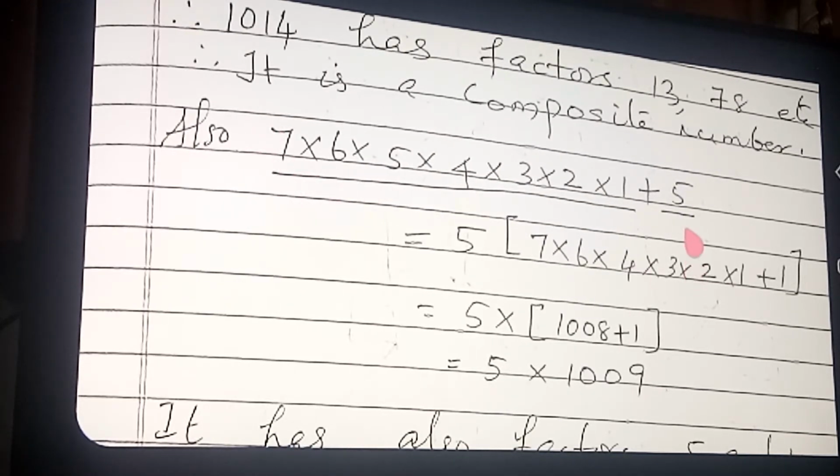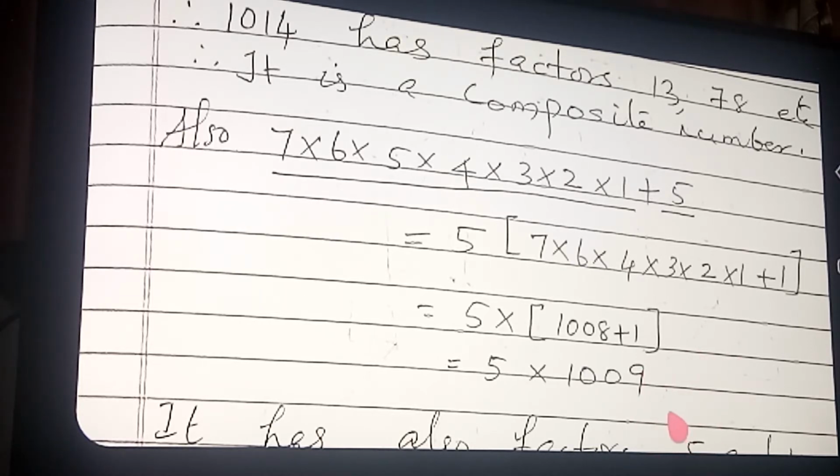Here also, see, this whole is one single term and this is another term. What is common? 5 is common, I take 5 outside. Then what is remaining? 7, 6, 4, 3, 2, 1 remaining, plus 1. So you multiply this much, how much? 1008 plus 1. How much is coming? 1009. So this number is a product, how much is coming? I didn't write the product, but the product is coming as 5045.